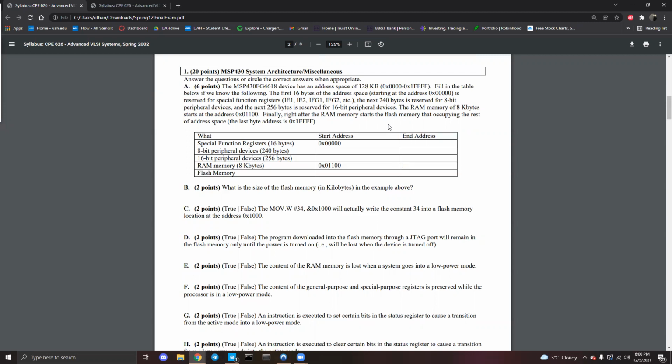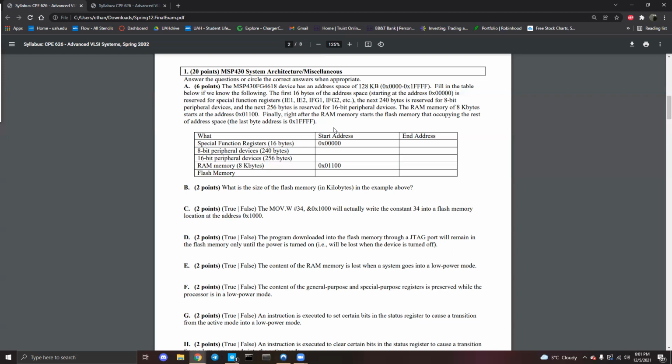All right, so you have to fill in the table, that being this thing at the bottom, with the following information. First 16 bytes is reserved for special functions, and so on. Index 240 is reserved for 8-bit, and so on. You don't really need to know what it's reserved for. You just need to know how much space is reserved for a particular section.